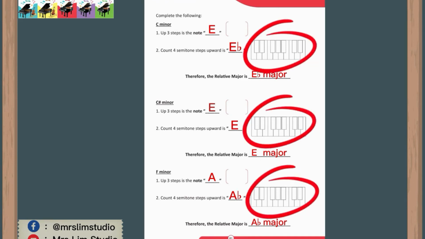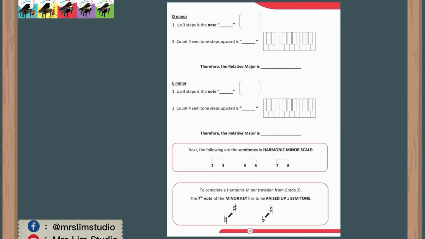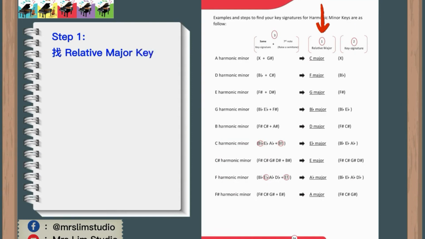After we have obtained the relative major, we look at the semitones in the harmonic minor scale. We have 2, 3, 5, 6, and 7, 8. To complete a harmonic minor, the 7th note of the minor key has to be raised up a semitone. This means if the answer is natural, we should raise it up to sharp. If the answer is flat, we should raise it up to natural. Let's apply these instructions in the next page.